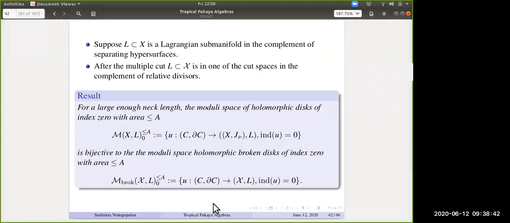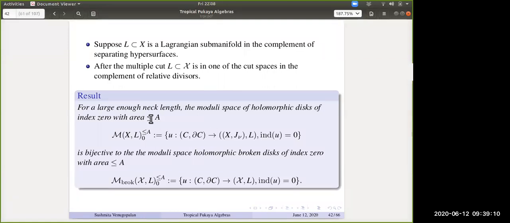Okay, so coming to the specific case, in the paper, our results are about Lagrangian Floer theory. So we consider a Lagrangian submanifold, which is located away from the separating hypersurfaces. And after the multiple cut, the Lagrangian is in one of the cut spaces in the complement of the relative divisors.